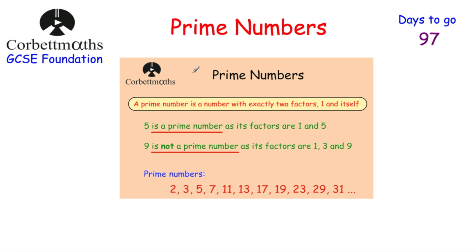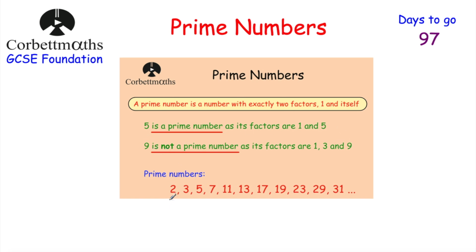So this is part of the Corbettmaths revision card, and a prime number is a number with exactly 2 factors, 1 and itself. So it's only divisible by 1 and itself. So 5 is a prime number because it's only divisible by 1 and 5. Its only factors are 1 and 5, because 1 times 5 is 5, but no other pairs of whole numbers will multiply together to be 5. So 5 is a prime number. But 9 is not a prime number because its factors are 1 and 9, but also 3, because 3 times 3 is 9, so 9 is not a prime number.